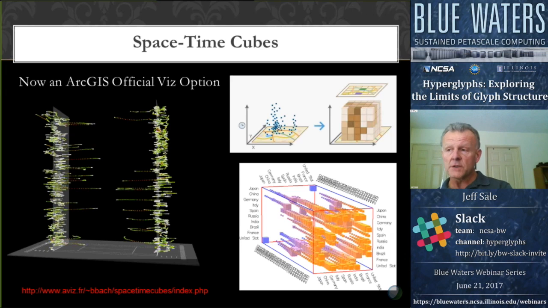There's a number of good resources. I reference one down in the lower left that provides a really nice comprehensive summary of space-time cubes and spatiotemporal types of visualizations. The one that we're looking at on the left is of athletes and their movement over time on a basketball court.